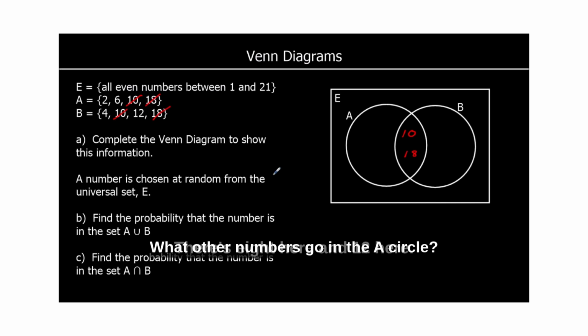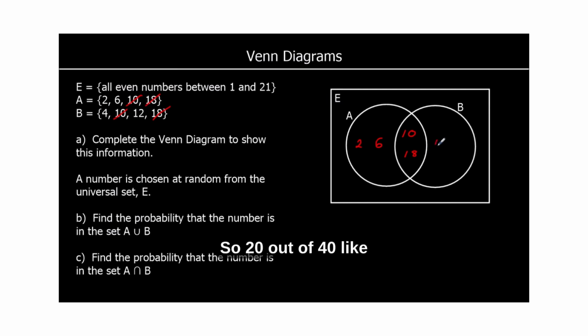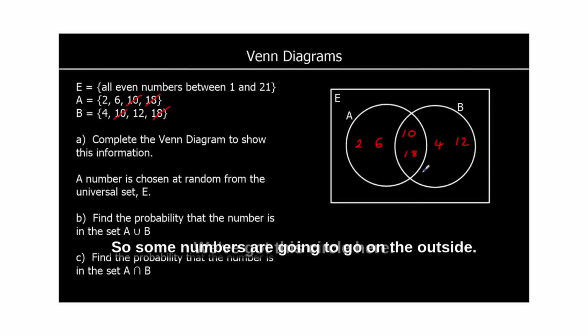What other numbers go in the A circle? We want 2 and 6. And what other numbers are in the B circle? We want 4 and 12. But remember, we wanted all even numbers between 1 and 21. So some numbers are going to go on the outside.